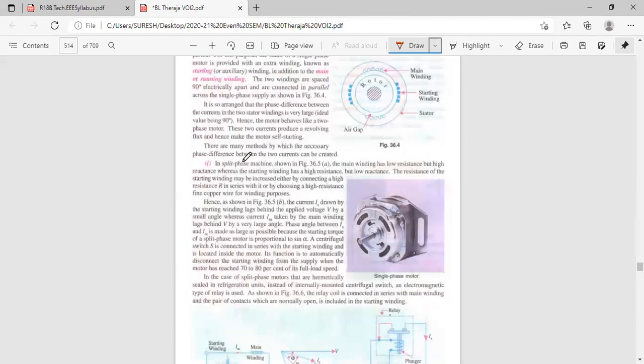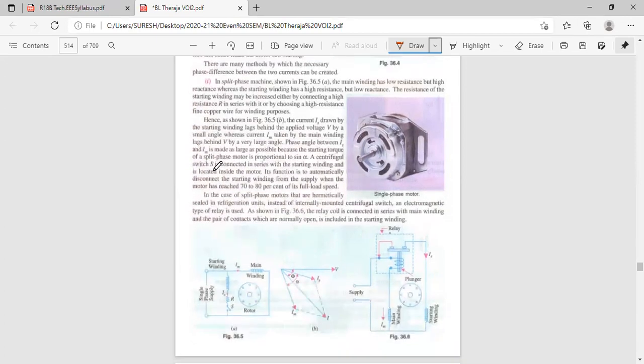See first one. In split phase machine, main winding has low resistance but high reactance. Write down in your notes. See, this is the main winding. If it is having low resistance, what will happen? How much current will flow? More current will flow or less current? More current. Okay, Im is very high.